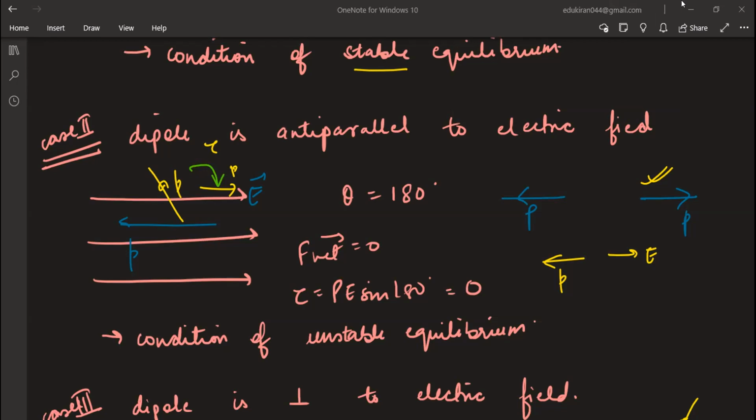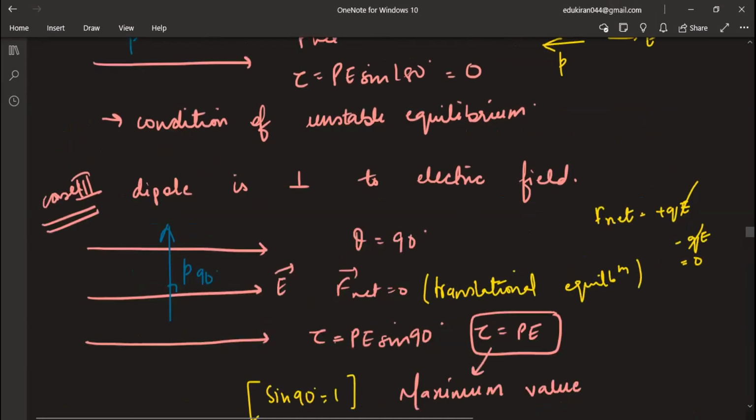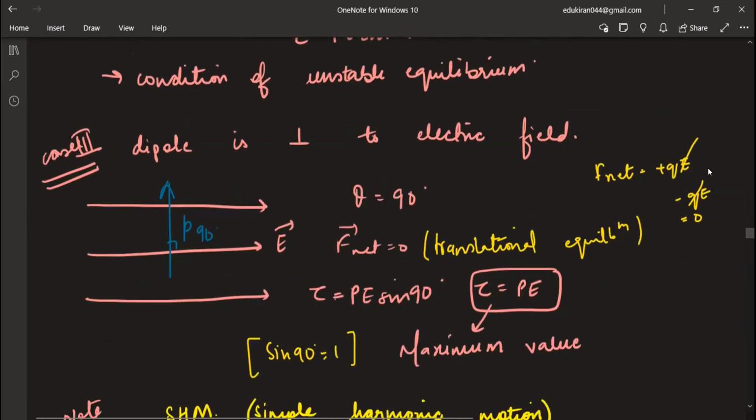Okay, last case is when this is perpendicular. If the dipole is perpendicular to the electric field, this time it won't be 0 because torque is PE sine 90 degree. So torque will be PE, right? And now this is the maximum value of torque because sine 90 is 1, and 1 is the maximum value possible. Torque is PE sine 90 degrees, so torque is PE. So this is the maximum value.